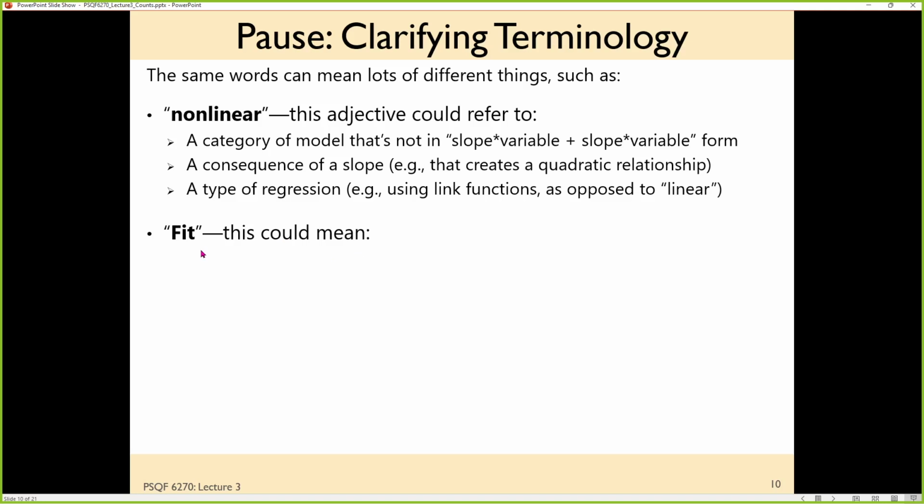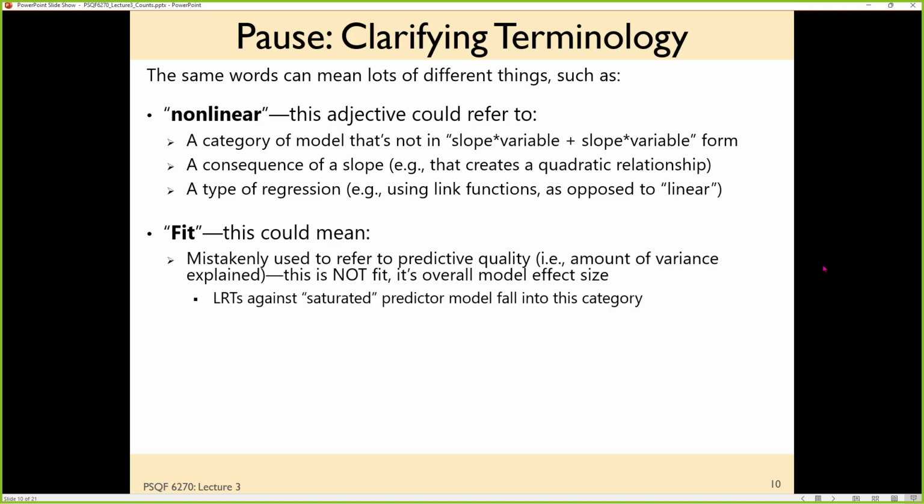Same is true of the word fit. And I am as guilty as other people at misusing this term, and I'm trying to do better. So sometimes people talk about fit, and what they really mean is effect size. So if I add predictors to a model, and the predictors help the prediction, like they increase the R-square, some people would say that means the model fits better, and I would not. Because fit refers to the adequacy of the distribution that's characterizing the outcome. Effect size is what they're talking about in that case.